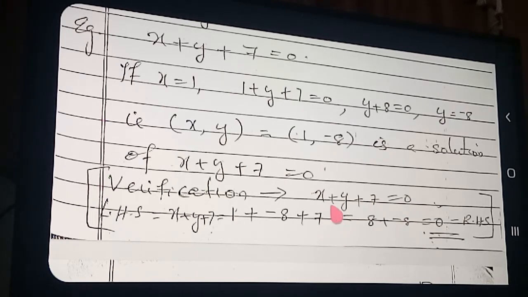Once more, make it clear: when we put the values of x and y in the equation, if the LHS and RHS values are the same, then we can say that the ordered pair (1, -8) is a solution. If you are not getting the same, we will write that (1, -8) is not a solution. Okay, so once more, make it clear.